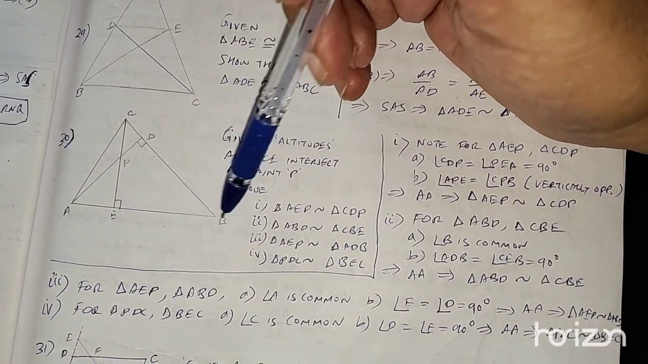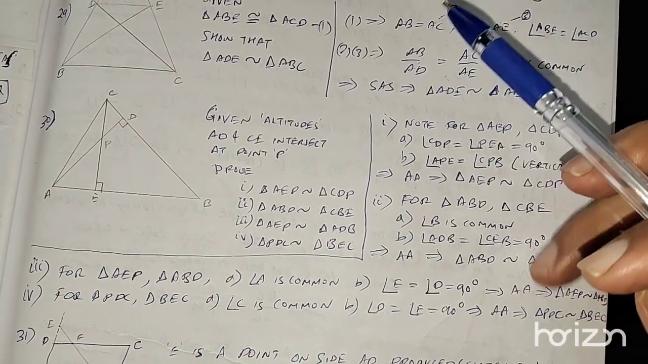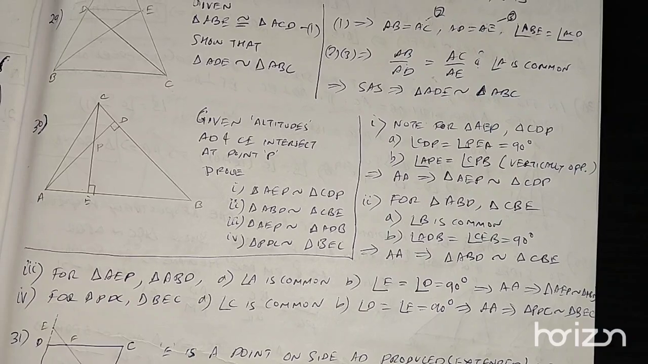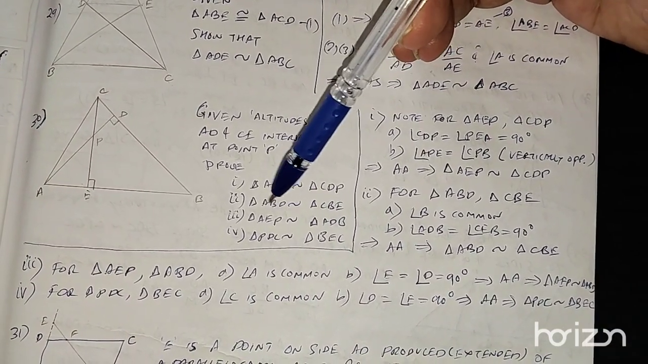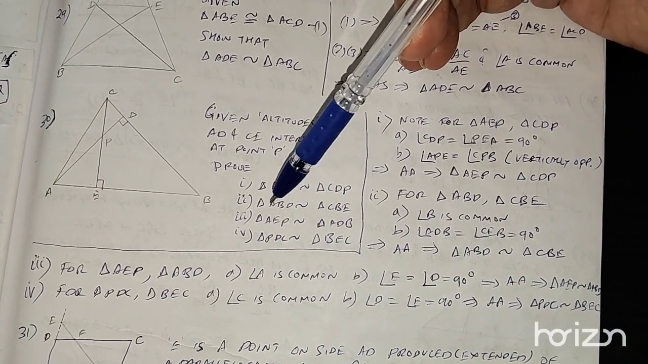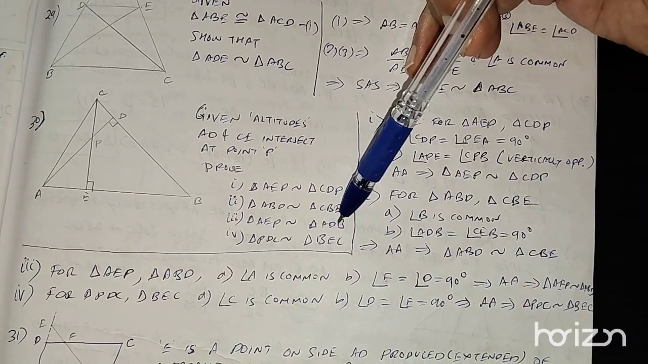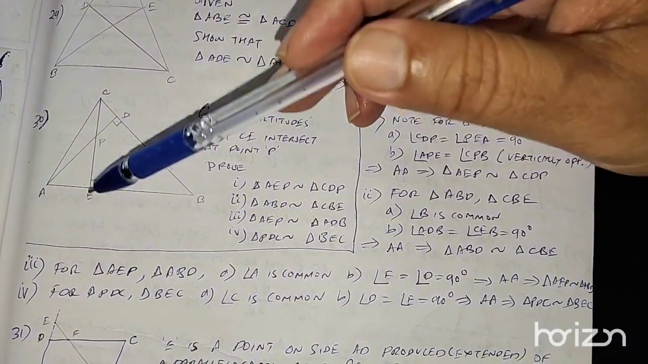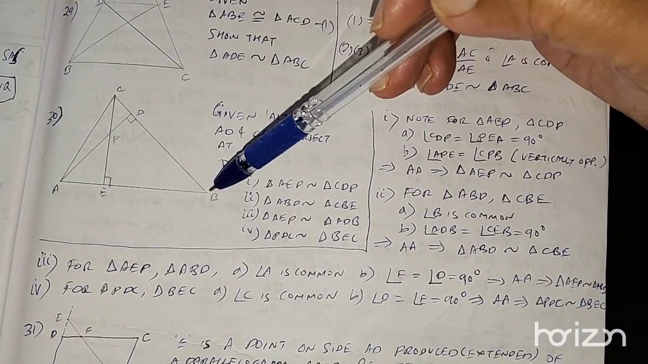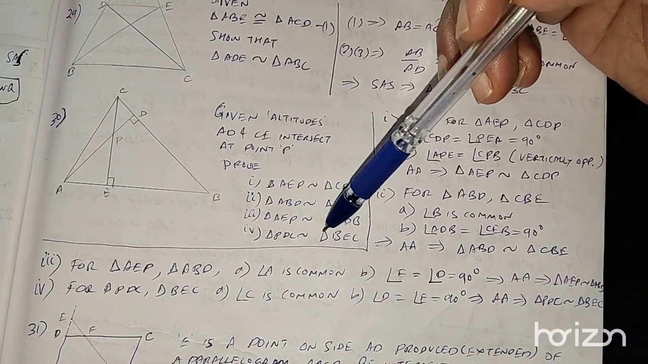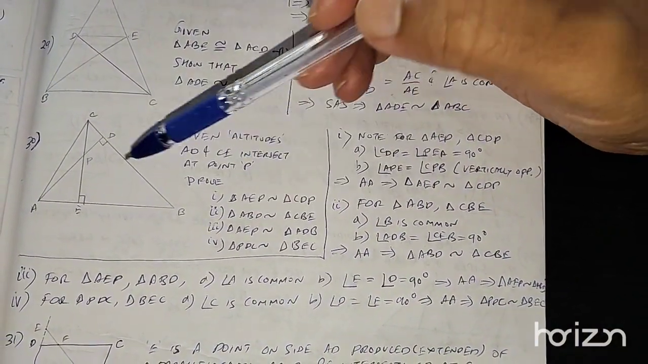Friends, the question might look complicated, but the answer is very simple. You just have to apply either AAA, AA, or SAS or SSS. So here it is mostly AA getting applied. Prove that AEP is similar to ADB, and PDC is similar to BEC.